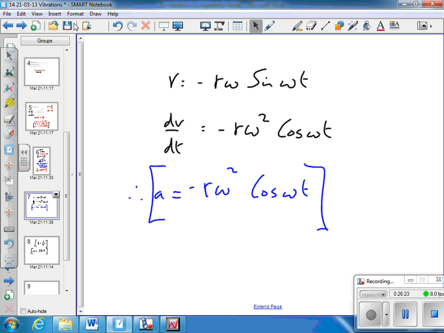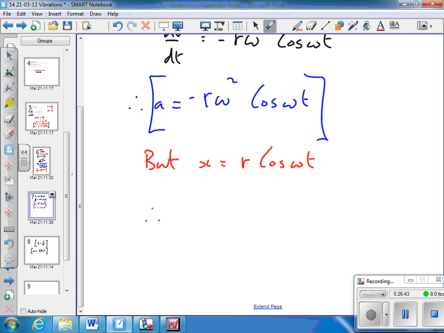However, if we look back to the very first function we had for x, r cos omega t, and if you look at this, we've got r cos omega t in there. So therefore, acceleration equals minus omega squared x. And that's another useful formula.